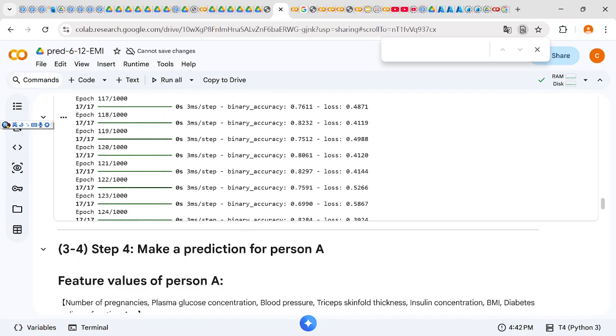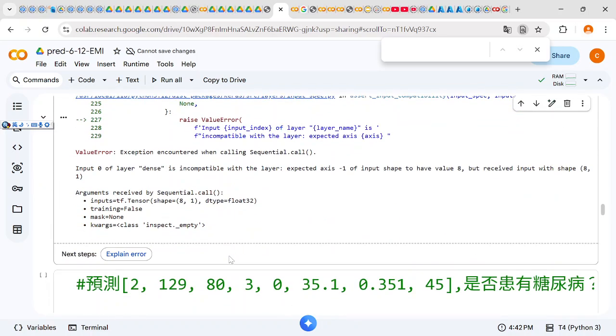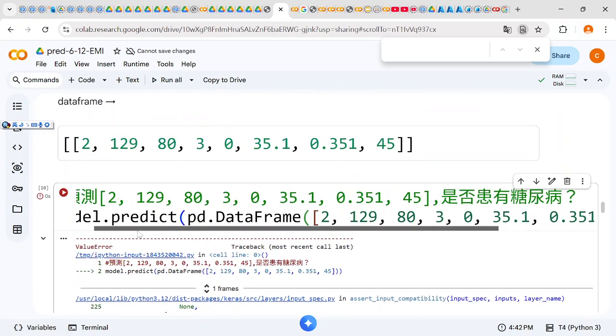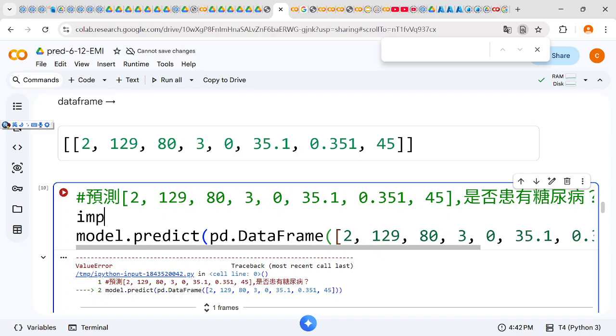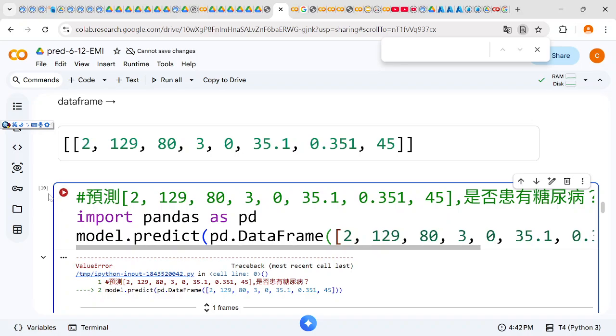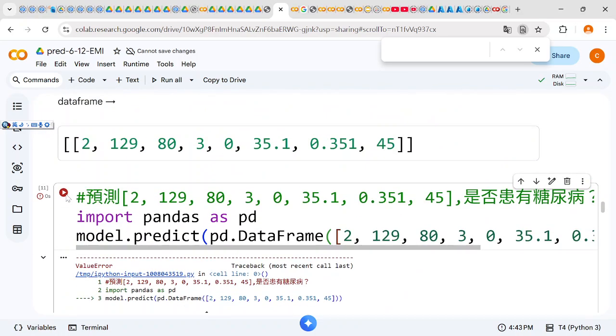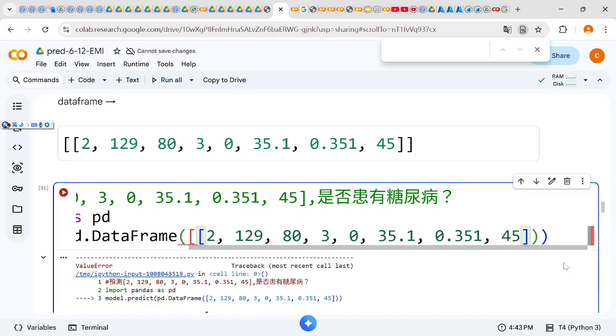Here I have completed the calculation, but something is wrong. That is not correct, right? The answer said that maybe I should have pandas as pd. How about putting it like this? pd DataFrame, and inside here we just transfer it into a vertical one.